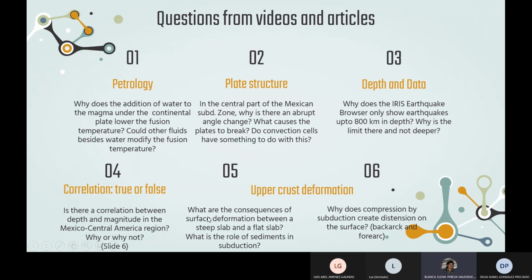Regarding upper crust deformation, we have two questions. What are the consequences of surface deformation between a steep slab and a flat slab? What is the role of sediments in subduction here? And finally, why does compression by subduction create distension on the surface, in the back arc and fore arc?